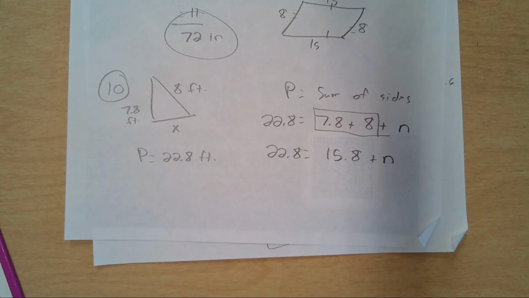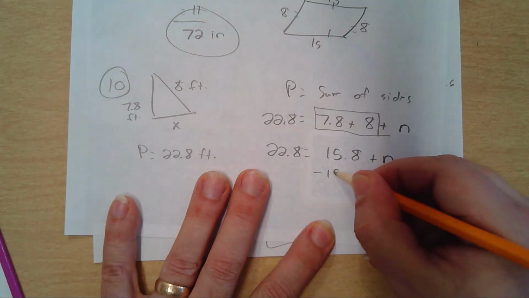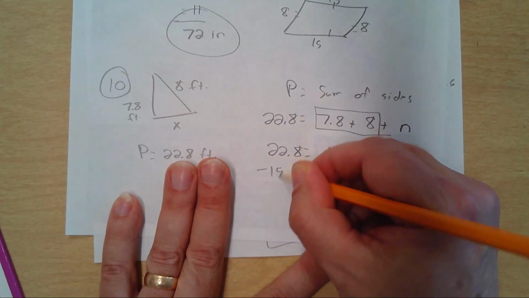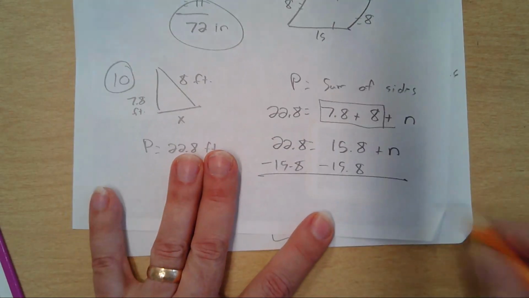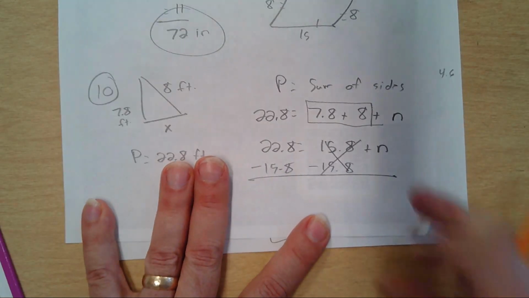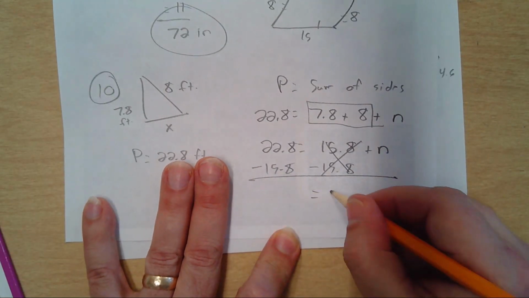Now what do I do? You subtract. Right. Undo things. What am I doing to n? I'm adding in 15 8/10 to it. How do I undo that? I do the opposite. The opposite of adding 15 8/10 is subtracting 15 8/10 from both sides. That's gone. Now the variable is isolated all by itself.